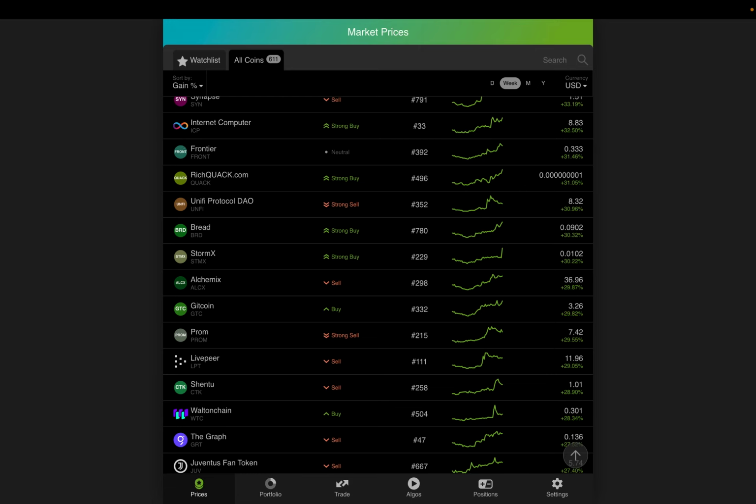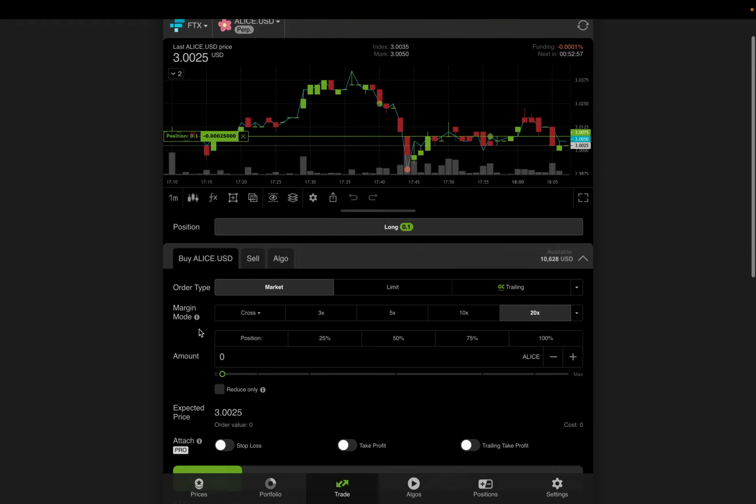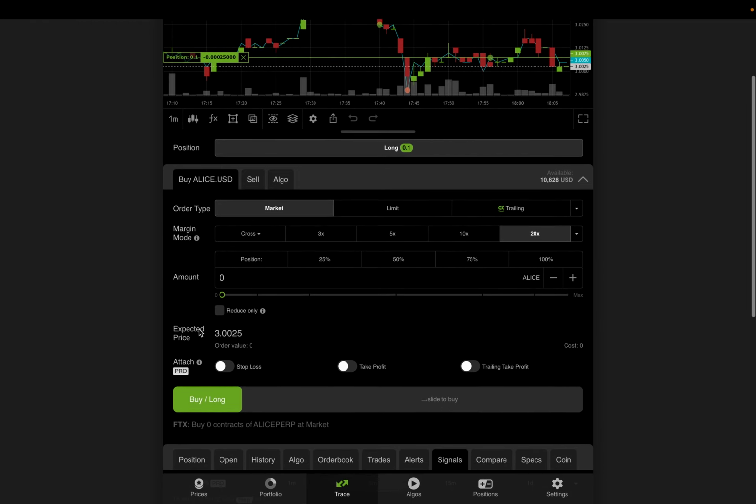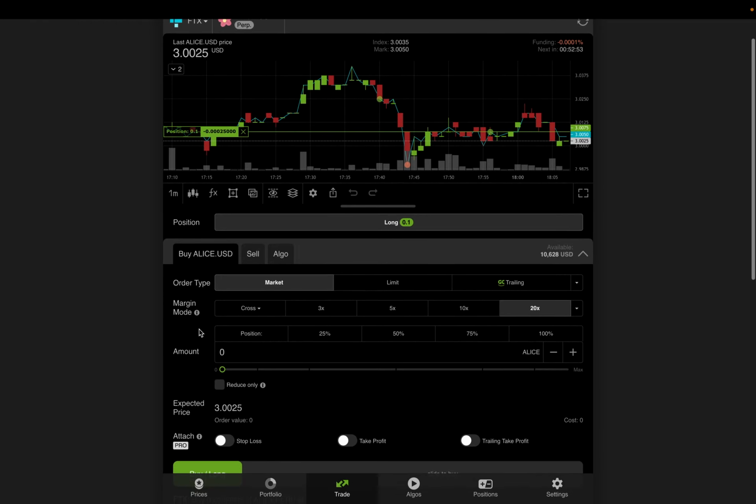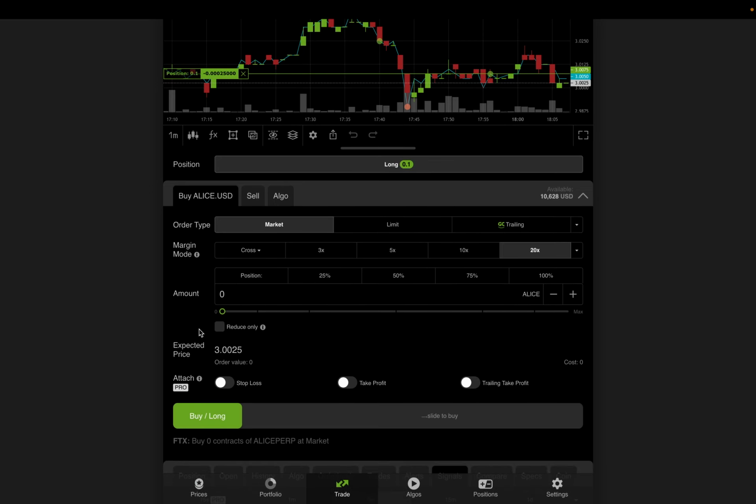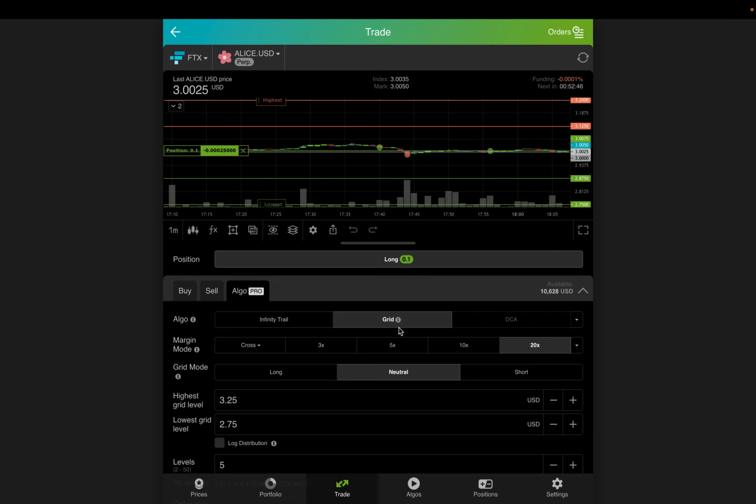Okay, now we've gone over most of the smaller features in this release, and let's move to Grid Algo 2.0. Okay, let's go to trade, and let's start with the first feature of the Grid Algo 2.0, which is long and short mode of the grid. So let's go to Algo, let's grid here.